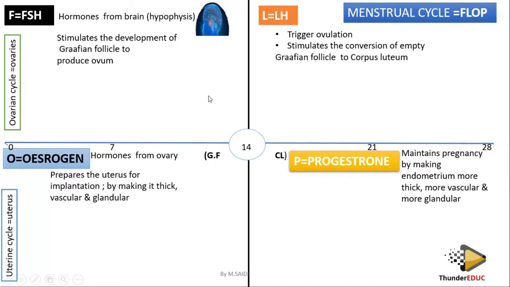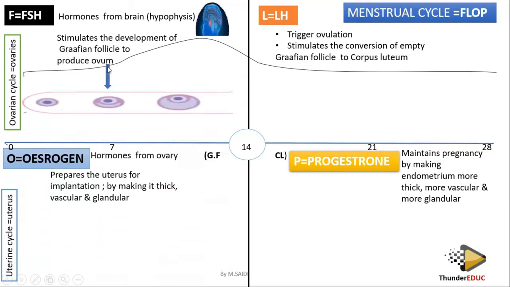Yes. So from there, now you need to know how these hormones work. The first hormone you need to talk about is follicle stimulating hormone. We start with this. When the follicle stimulating hormone increases, why does it increase? It increases so that it stimulates the Graafian follicle to produce the ovum. So you are seeing here that the moment it starts to increase, the Graafian follicle starts also to develop.